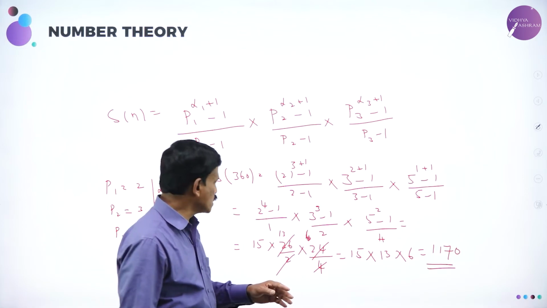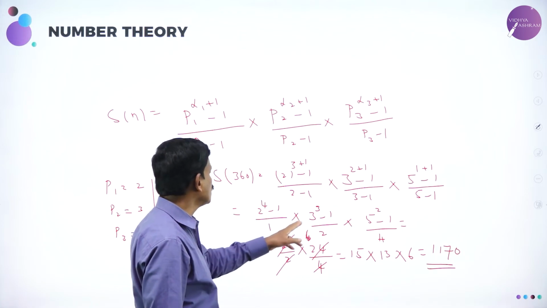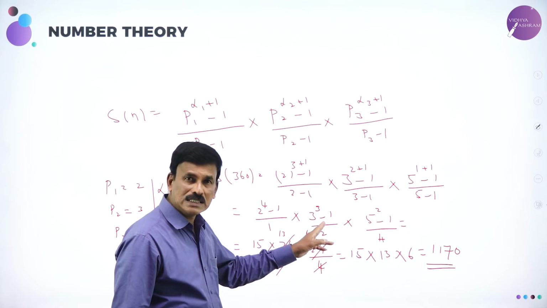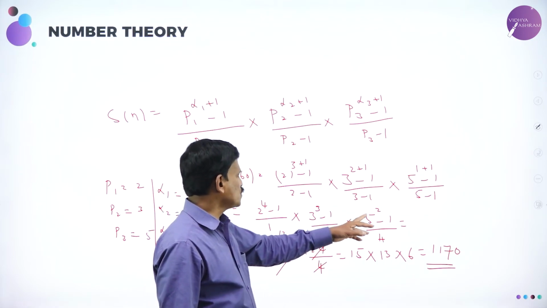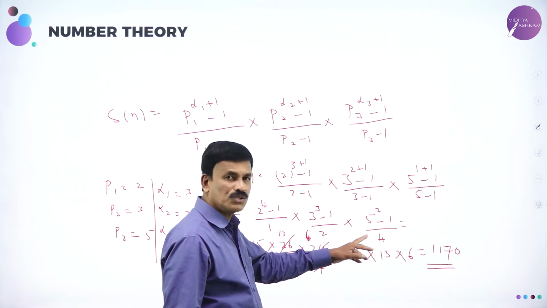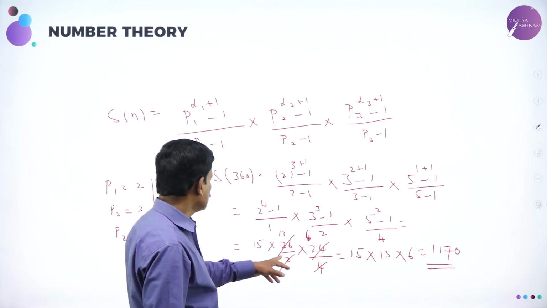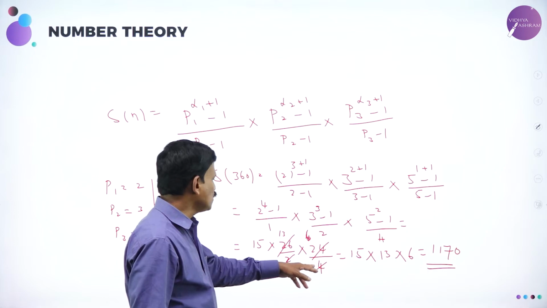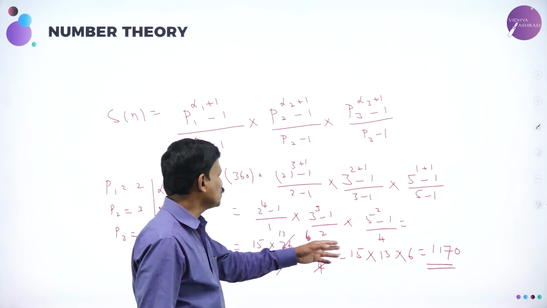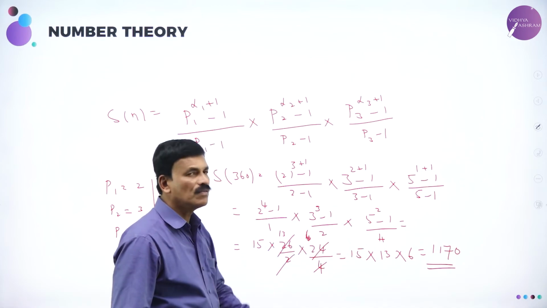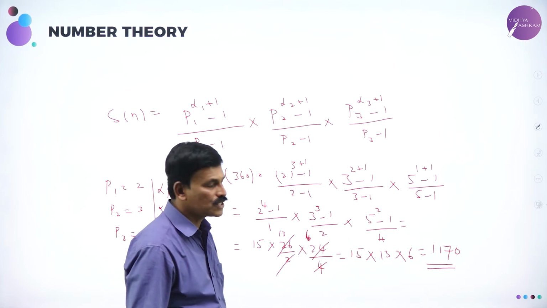So, 2 raised to 4 is 16, 16 minus 1 is 15. 3 cube: 3 3s are 9, 9 3s are 27, minus 1 is 26, divided by 2. And 5 square is 25, minus 1 is 24, divided by 4. So, 13 2s are 26, and 24 divided by 4 is 6. 15 into 13 into 6 will give the value as 1170, that's it.